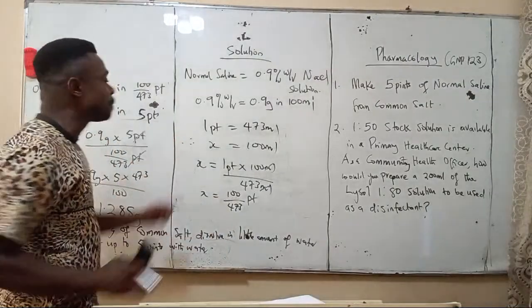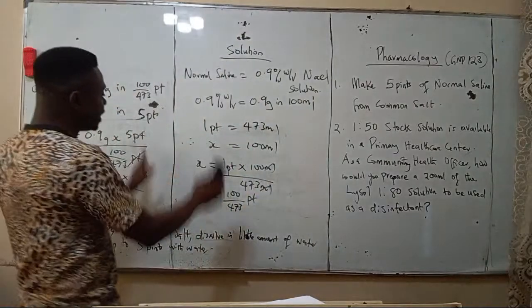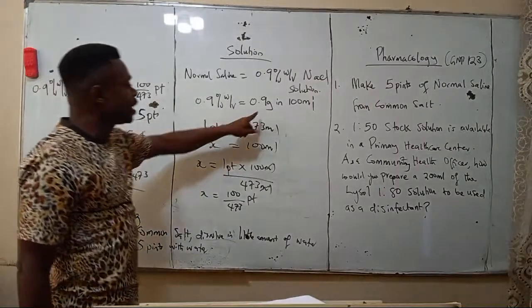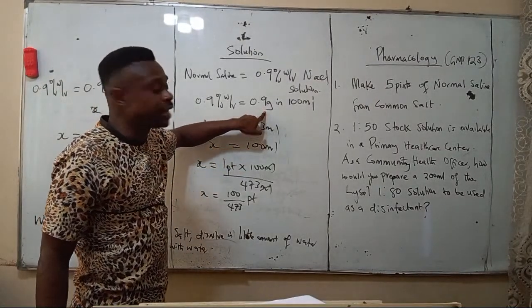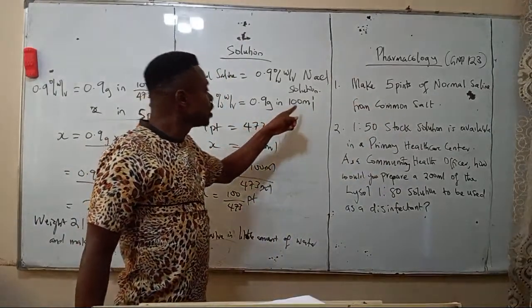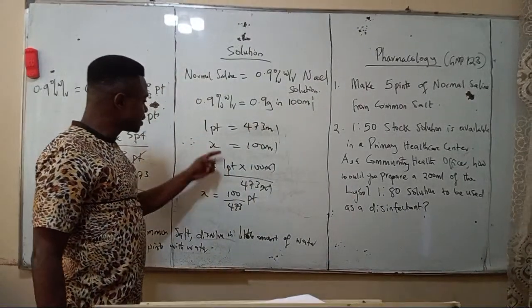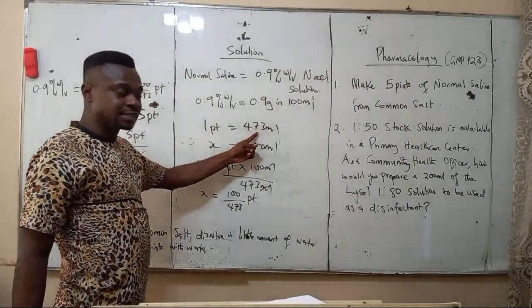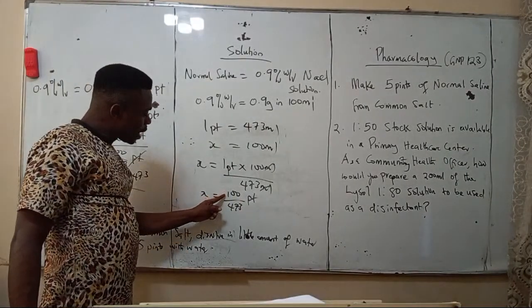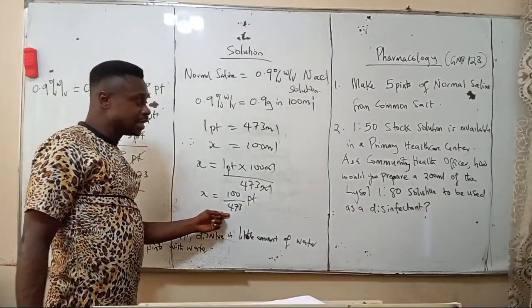It's the same answer, but I prefer the second method because the volume is in pints. So I moved to the second pattern. I say, okay, 0.9 gram of sodium chloride is in 100 ml. How many will be in 5 pints? So we now say, let's move this 100 ml to pints. 1 pint is 473 ml. How many pints will be 100 ml? At the end, 100 ml is actually 100 over 473 pints.